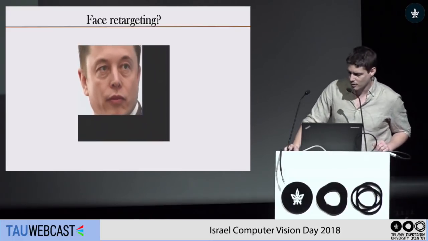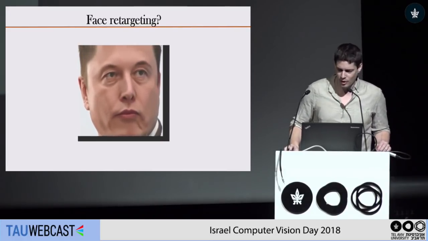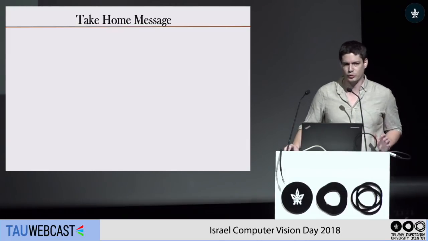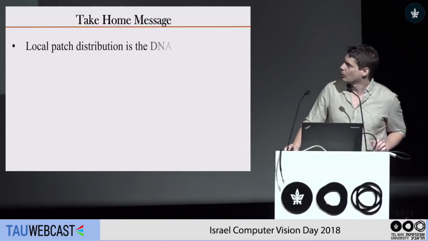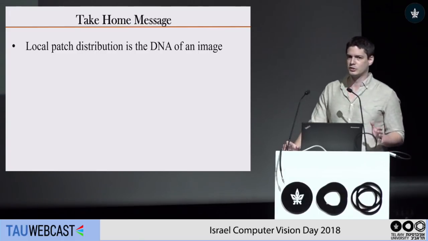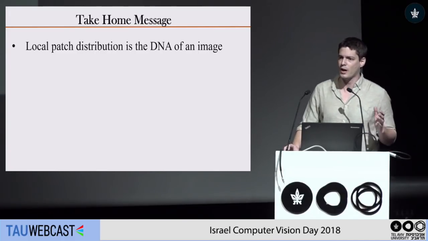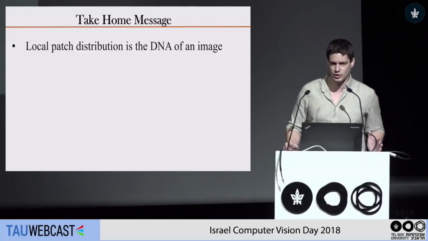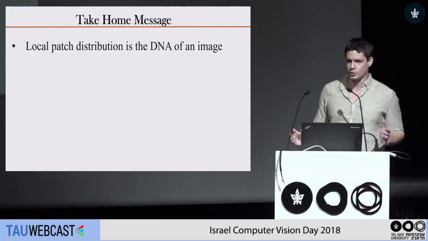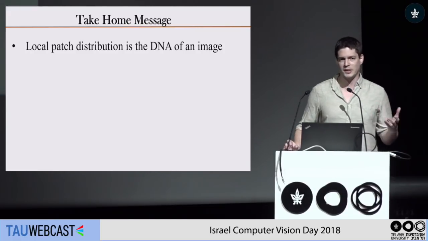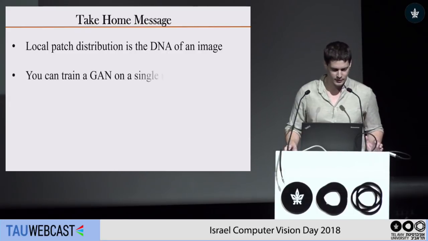Okay, so our take-home message would be that this is not just about retargeting. The most important thing to notice is that local patch distribution is the best way to describe an image, and we actually see it as the DNA of an image. And if one wants to produce a brother or a sister to a natural image, the best way to do it is using this DNA.